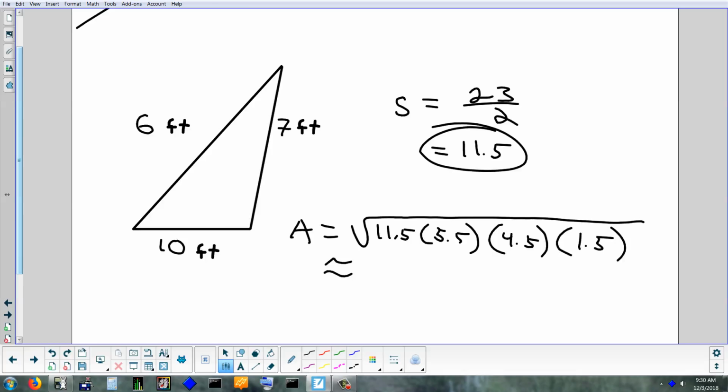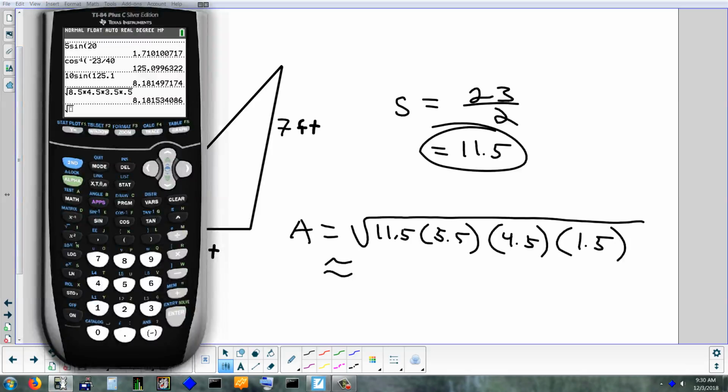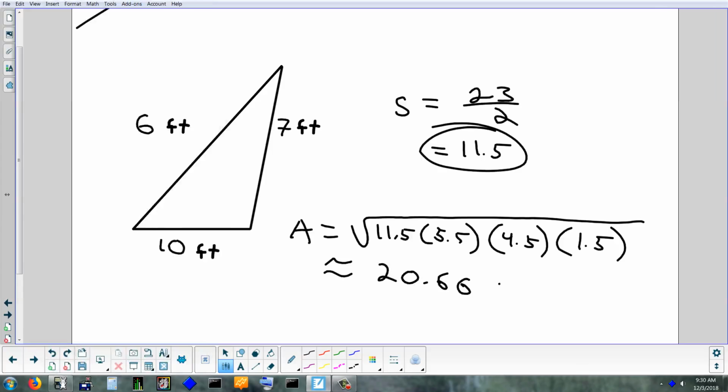Okay, so we know we're going to have a label: square feet. And let's see what we got. So square root of 11 and a half times 5 and a half times 4 and a half times 1 and a half. The order doesn't matter because you're multiplying everything together. So just put it all in, and you should get 20.66 square feet. Any questions on that one?